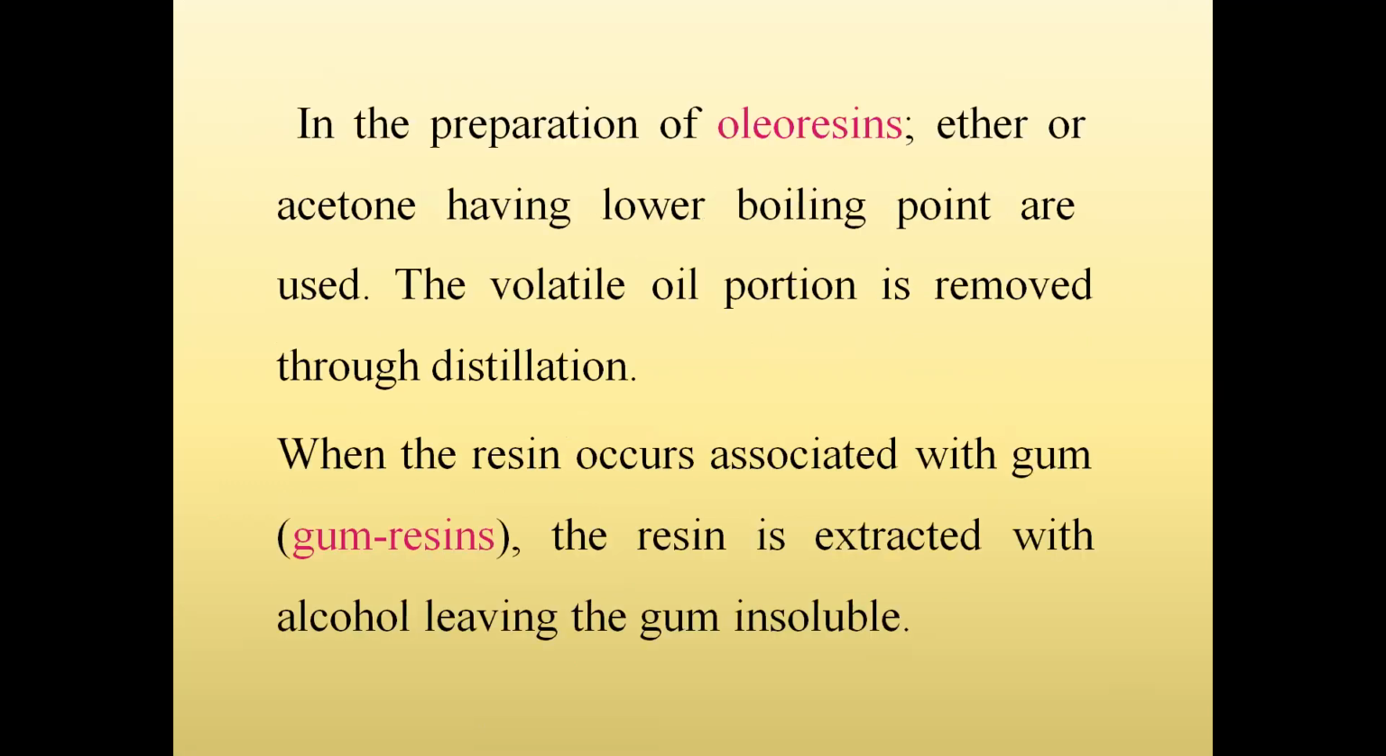And in the preparation of oleoresins, ether or acetone, which have a very low boiling point, are used as a solvent and the volatile oil portion is removed through distillation. This is especially in the case of oleoresin, when your resins are associated with the oil portion, means volatile oil. Next process, when the resin occurs associated with the gum, means gum resins, the resin is extracted with the alcohol. Extract करेंगे हम alcohol से, leaving the gums insoluble.